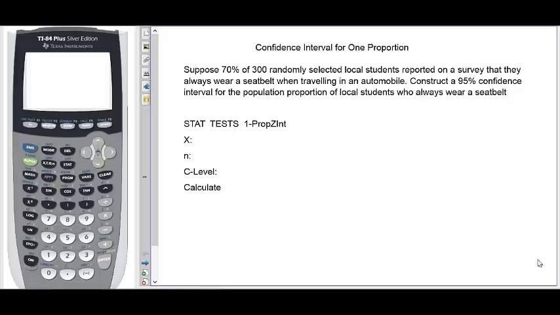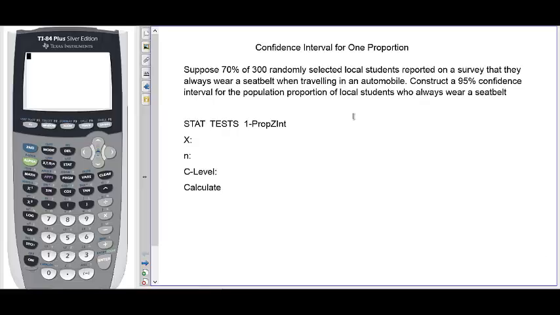Hi, in this video I'll go over constructing a confidence interval for one proportion. Suppose 70% of 300 randomly selected local students reported on a survey that they always wear a seatbelt when traveling in an automobile. Construct a 95% confidence interval for the population proportion of local students who always wear a seatbelt.